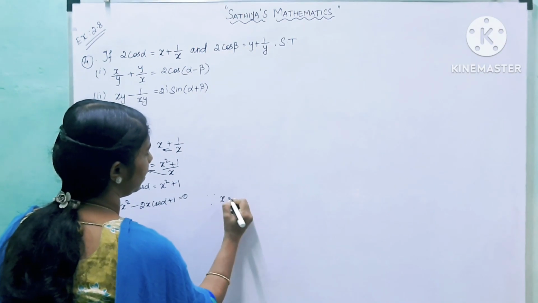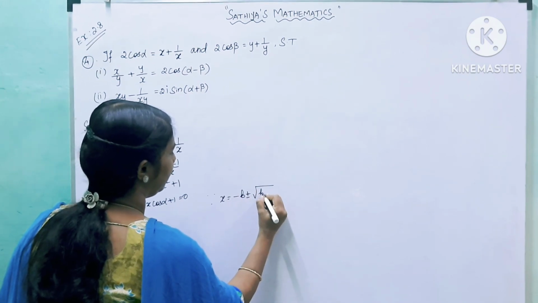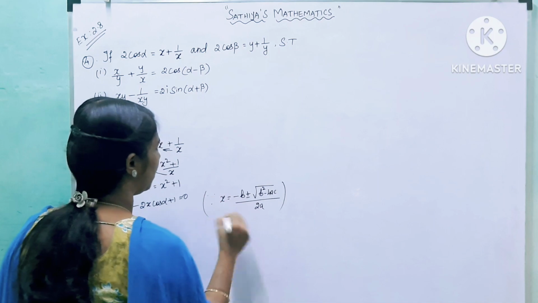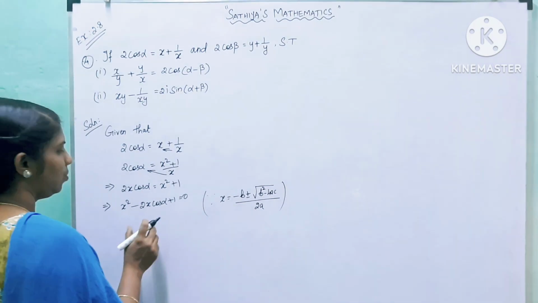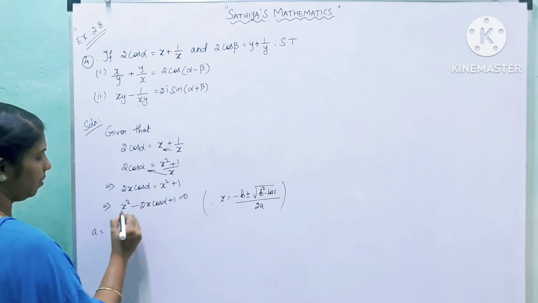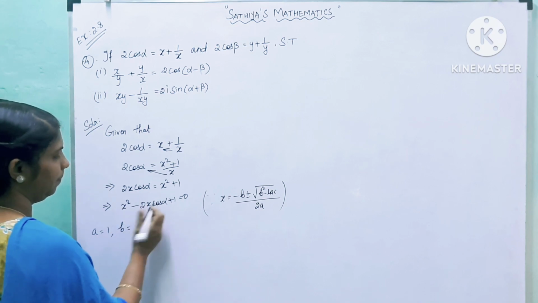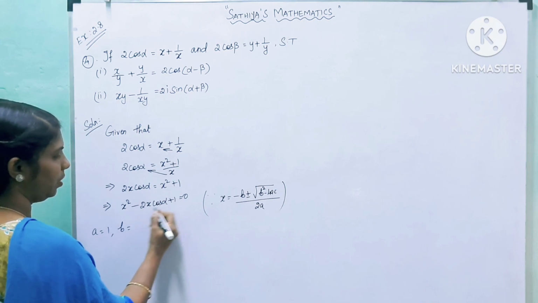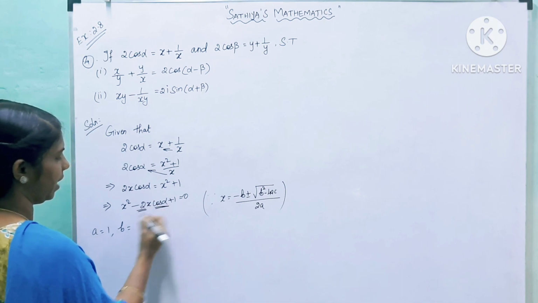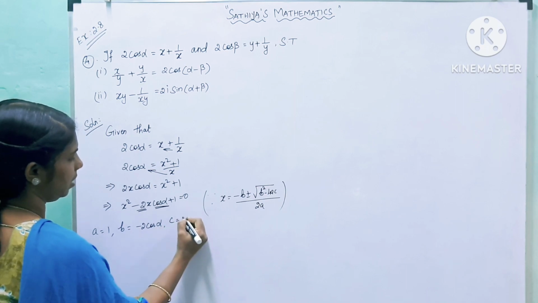To solve a quadratic equation, we can use the formula x is equal to minus b plus or minus root of b square minus 4ac by 2a. We can use this formula method, or we can use the completion of square method. Here I am using the formula method. Where a is nothing but the coefficient of x square, 1, b is nothing but the coefficient of x. The coefficient of x is minus 2 into cos alpha, so minus 2 cos alpha. C is the constant term, that is 1.